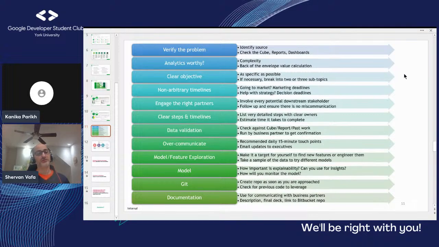Once you've passed those first two questions, the third thing is, let's clear the objective. Let's make sure we have a very, very clear objective. What does it mean for all of us to say, yep, we succeeded? What does success look like? You will always ask that question, right? What does success look like for this particular problem?